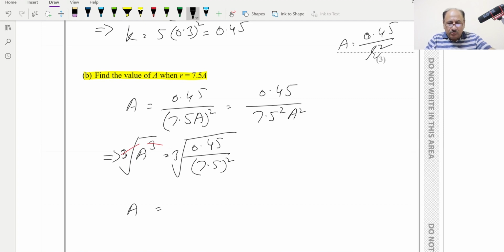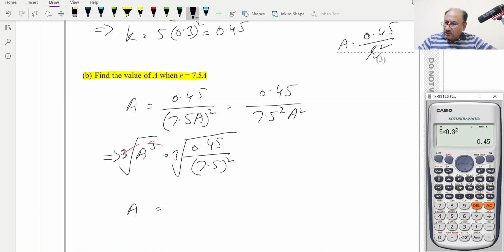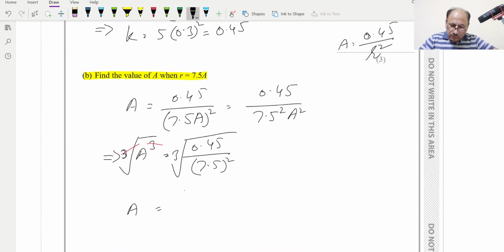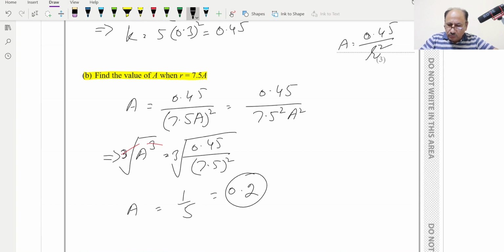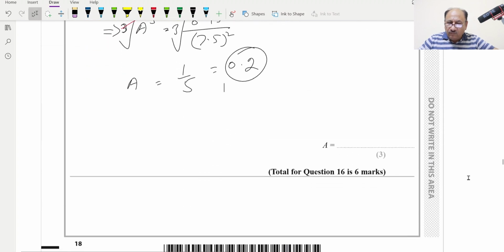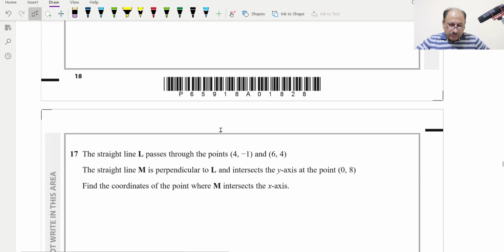a is equal to the cube root of this one, we can calculate. So shifting this one under the cube root, and as a fraction, 0.45 over 7.5 squared is equal to 1 over 5. So a is equal to 1 over 5, or we can write it in decimal format as 0.2. So 0.2 can be the answer, or 1 over 5 can be the answer. So I'll write 0.2. This will be a 3-mark question which we are done.